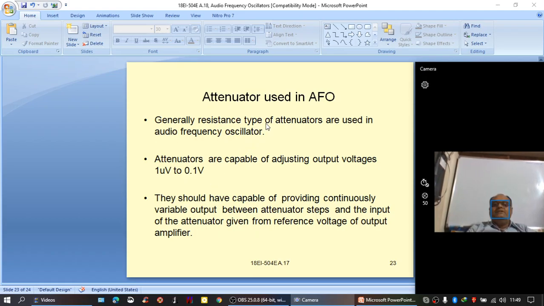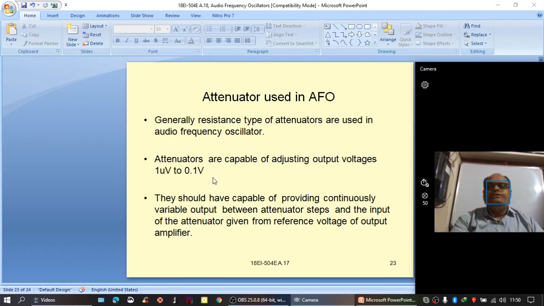Generally, resistance type attenuators are used in audio frequency oscillator. The next one is attenuators used in AFO. Generally, resistance type attenuators are used in audio frequency oscillator. And these attenuators are capable of adjusting the output voltages from 1 microvolt to 0.1 volt.